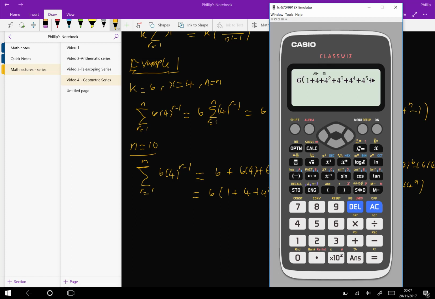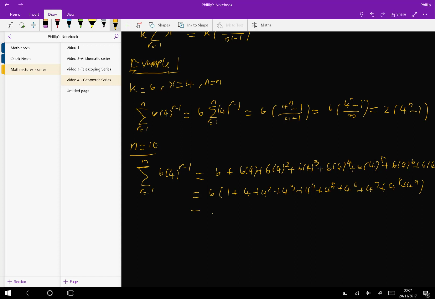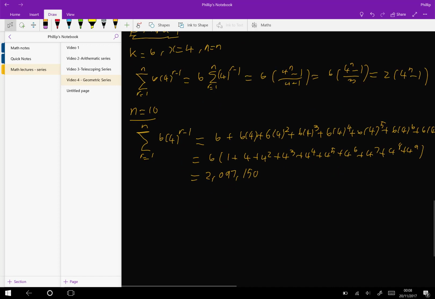So there you go. That equals 2,097,150. That's equal to 2,097,150. However, I could have just used a formula, which is much easier than doing all that in a calculator.